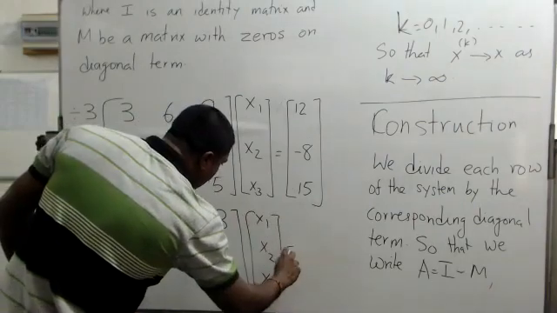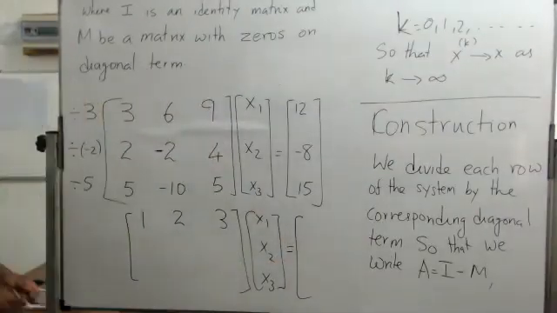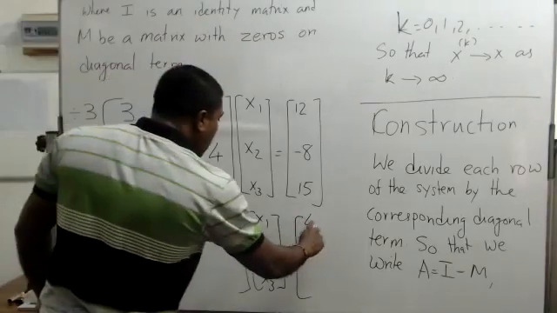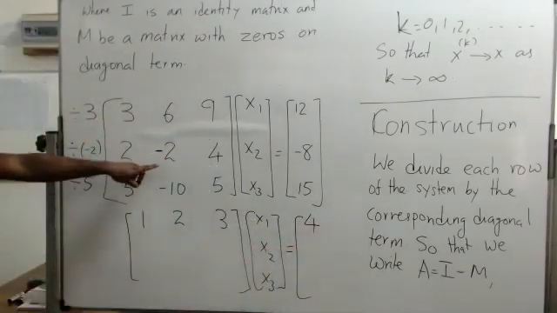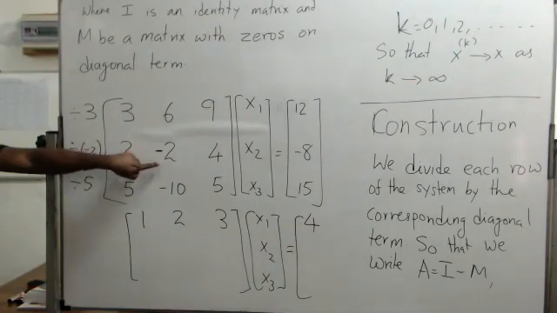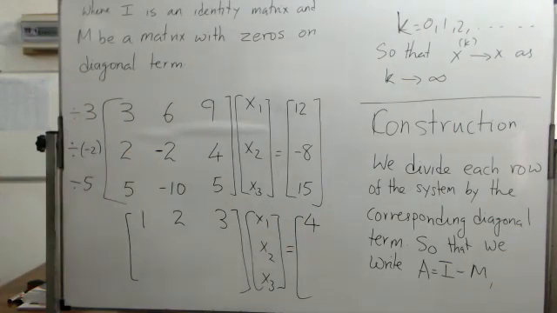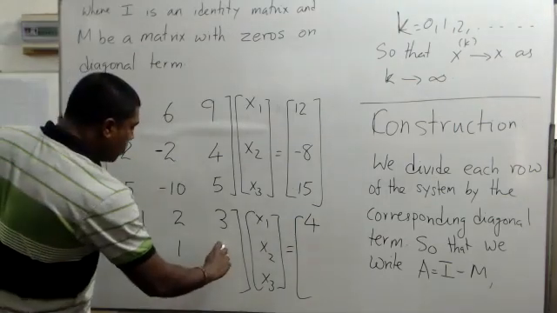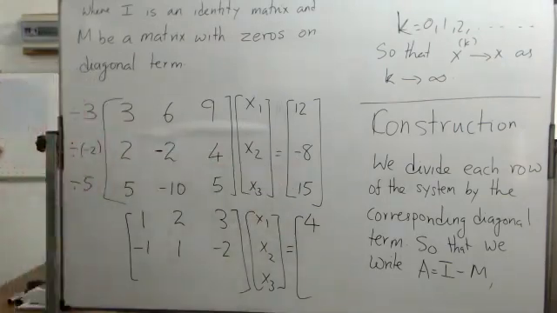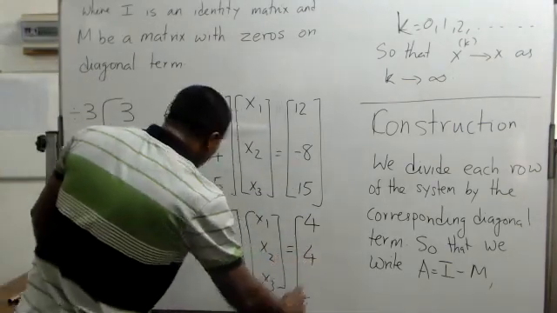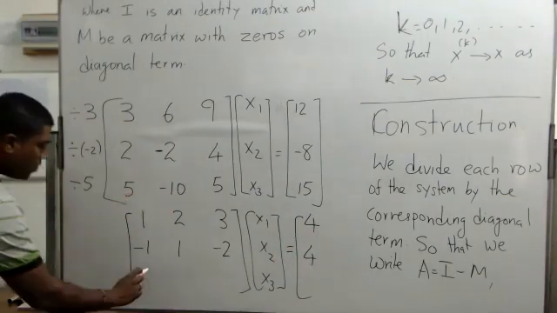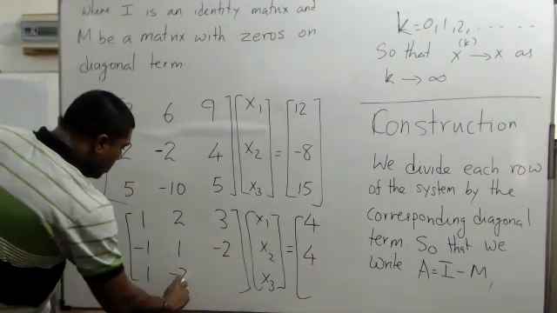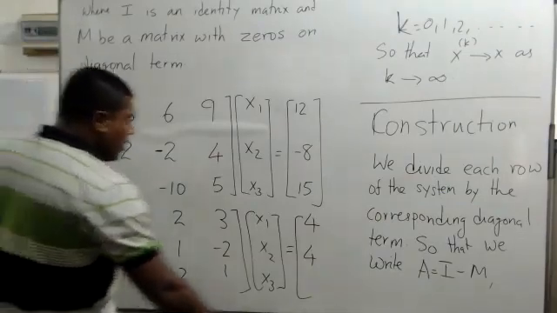And then on the right hand side you also have to divide. When you divide 12 by 3, you get 4. This you divide by minus 2, because the diagonal term is minus 2 and you want to make it 1, so you divide everything by minus 2. When you divide this by minus 2, you get minus 1, 1, and minus 2. And here you divide minus 8 by minus 2, so you get 4. Here you divide by 5, so you get 1, minus 2, 1, and then 3.